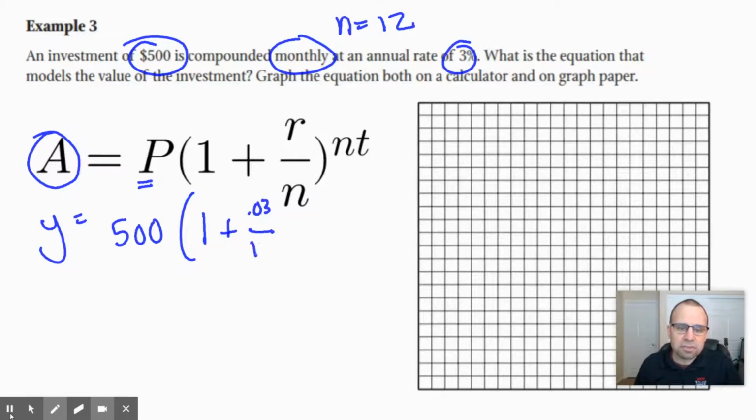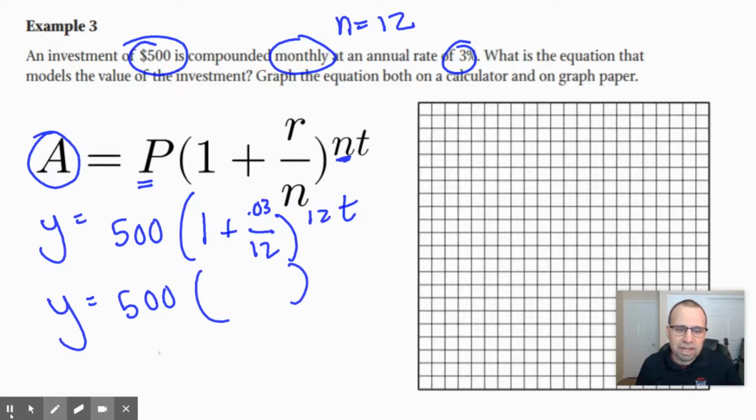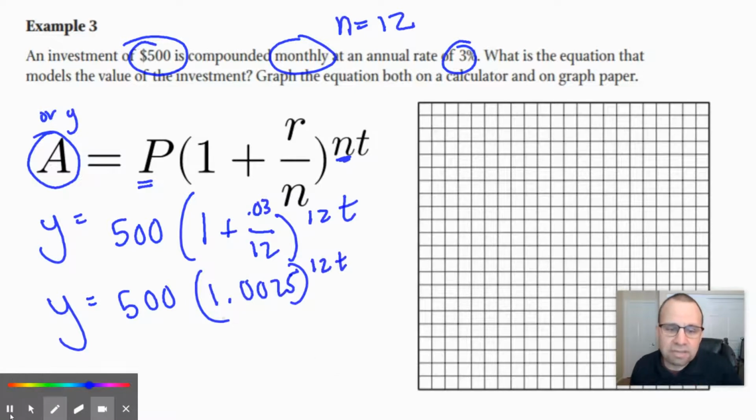So let's put 12 in here. And then you've got to put 12 there. And then we're just going to leave T. So let's simplify all this. So Y is equal to 500, and then let's use our calculator. And you get 1.0025. Please do this. Simplify this part, and it'll make it so much easier when you're making your table.